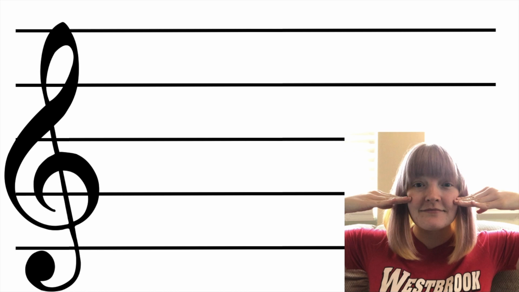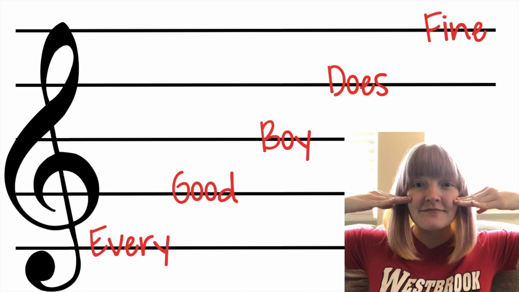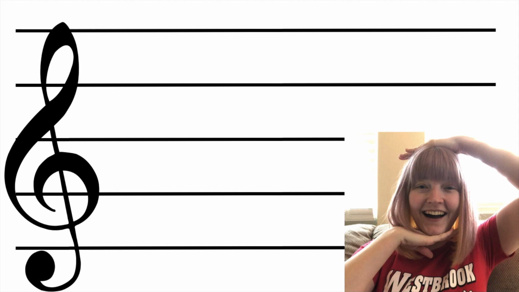For our last music lesson, we talked about the treble clef, and we talked about being able to find notes based on if they were line notes or space notes. So as a reminder, when we have a line note, we use the sentence and we start at the very bottom line. We always start at the bottom. Every good boy does fine. And if the note is a space note, we spell the word face. F-A-C-E.